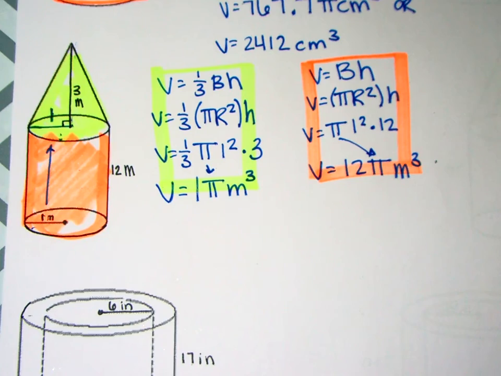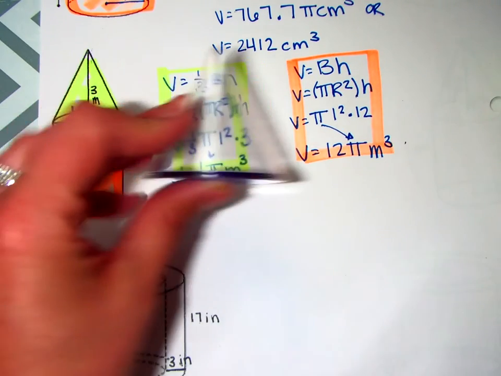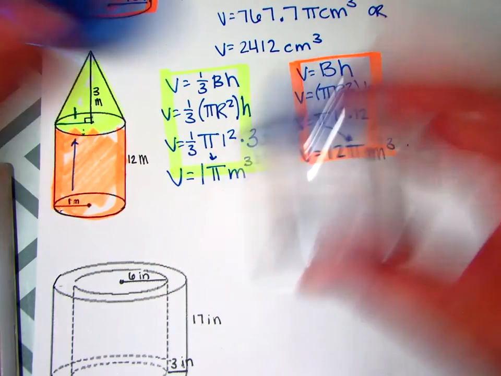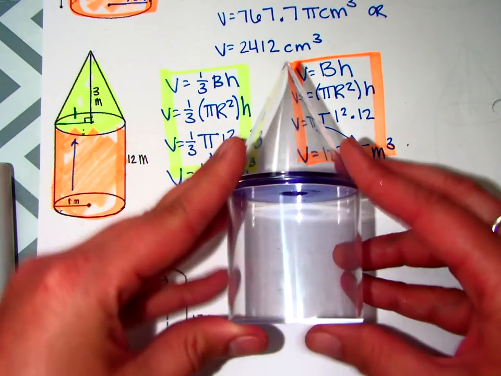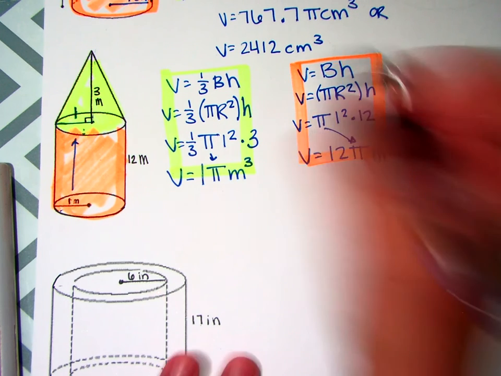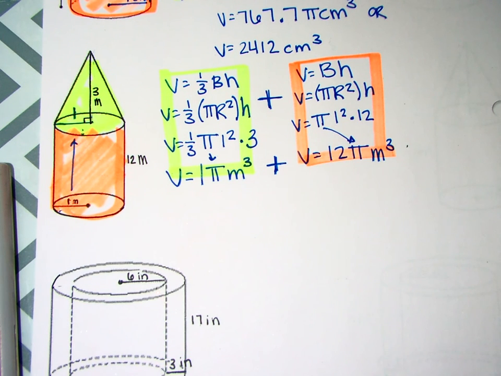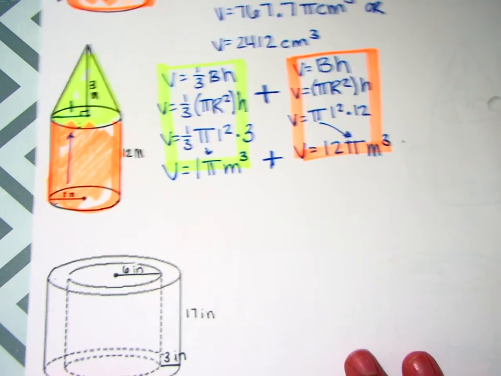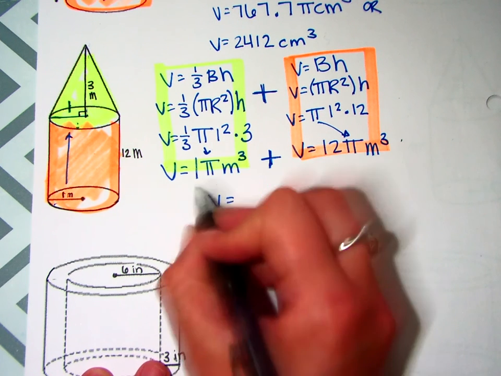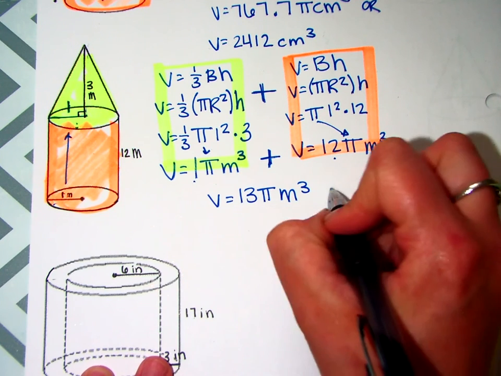So what we've gone ahead and done for this problem is now we've found the volume of our cone, which is here. We found the volume of our cylinder, which is here. And to make this shape on the left, we just add our volumes together to get this big shape. So what I'm going to do to help me remember is I'm going to put a big plus sign right here. I'm going to put a plus sign right here. I'm adding my volumes together because I'm just stacking shapes on top of one another. Okay. So when I add my volumes, 1 plus 12 is 13 pi meters cubed.